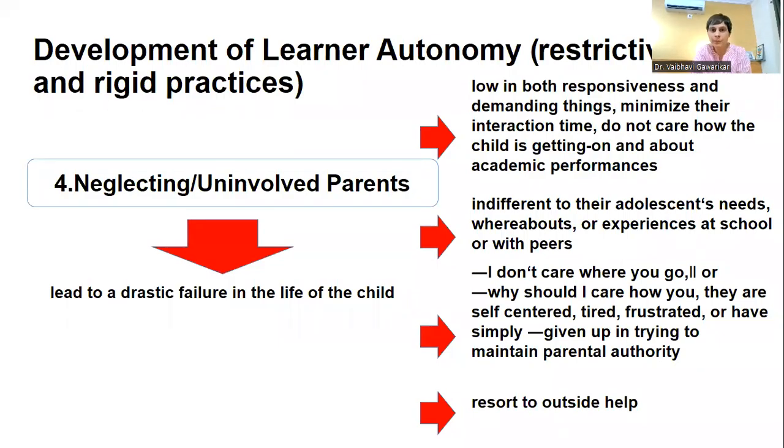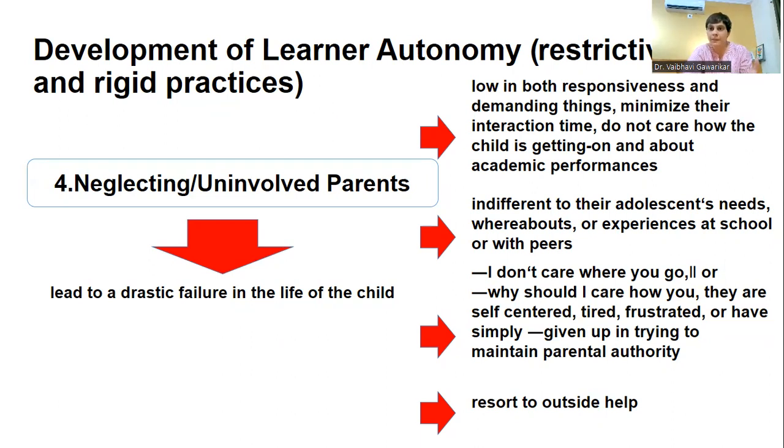So, hello everyone once again, and we are going to discuss the development of learner autonomy. That is, the restrictive and rigid practices that are involved and become a barrier to learner autonomy. And so, we will be discussing the fourth parenting style, which is neglecting and uninvolved parents.